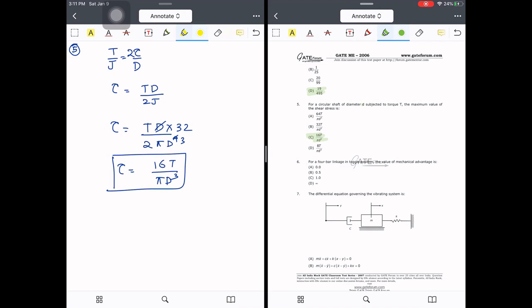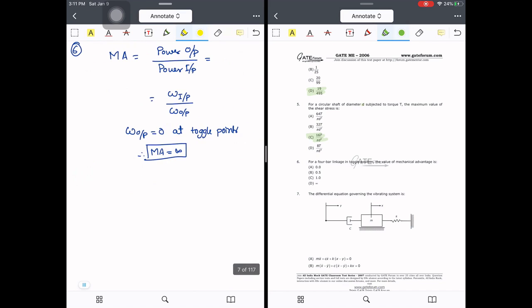For a circular shaft of diameter d and torque T, the maximum value of shear stress, I think we have done it a lot of times. It is generally 16 T by pi d cube, and this is the proof. T by J is equal to tau by r, with r written as d by 2, and if you solve it you will get the answer 16 T by pi d cube. This is a standard formula, you can remember it also.